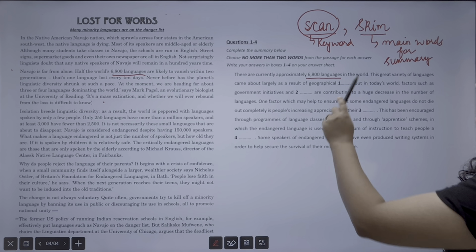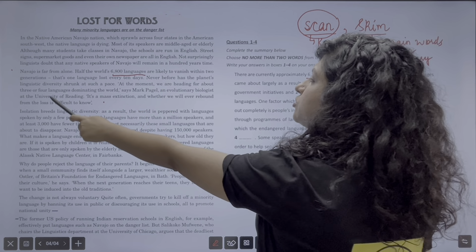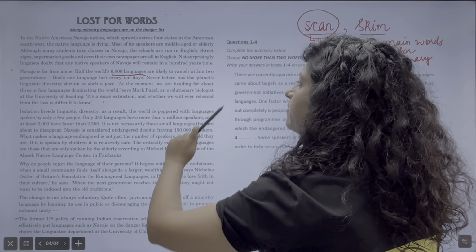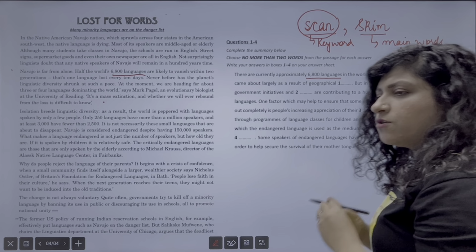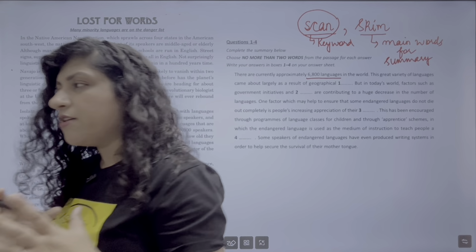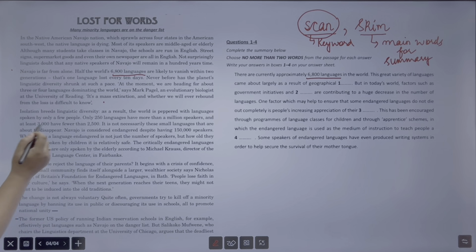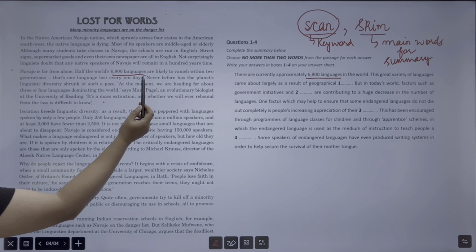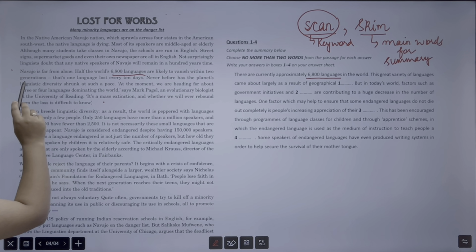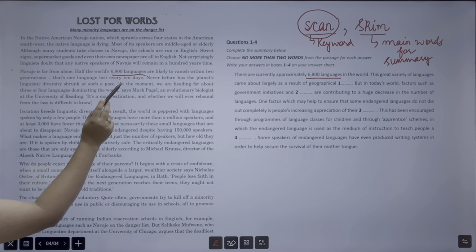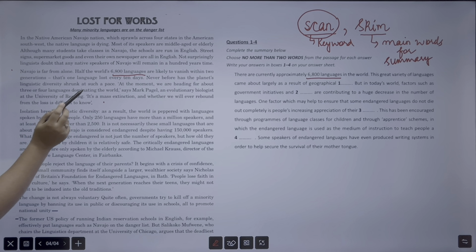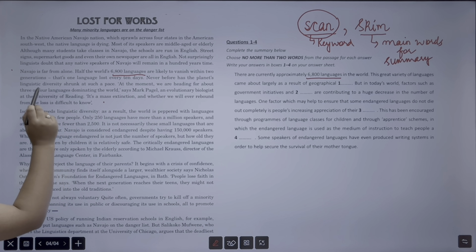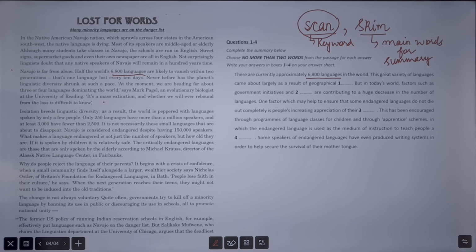So I know that my information will be somewhere here. So I read for this information, what caused the diversity of languages. So it says half the world's languages are likely to vanish within 2 generations. That's one language lost every 10 days. Never before has the planet's linguistic diversity shrunk at such a pace. Now it's talking about shrinking. It's not talking about any phenomena which led to variety of languages.